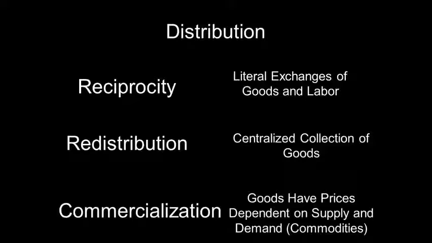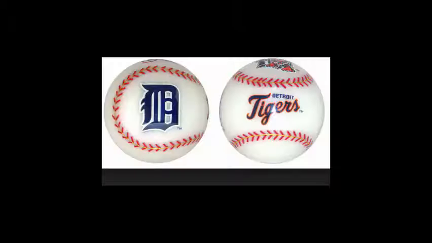A commodity is a thing that has a value that is beyond its use value. So it's not just a baseball. The baseball is actually worth more because it has a stamp of the Detroit Tigers on it. It becomes a commodity then. It's no longer just a baseball. It's beyond the baseball, because people want to buy it for more than just a plain baseball. So first we'll talk about reciprocity.